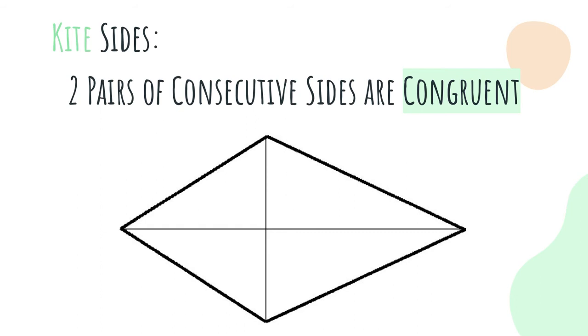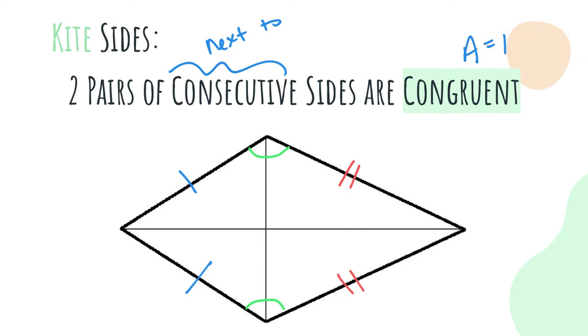And a kite has two pairs of consecutive congruent sides. The word consecutive means next to. So these two sides are congruent, and these two sides are congruent. Just for reference, your opposite angles that are congruent are in between the two sides that are not congruent. And then just as we've done, if it's congruent, A equals B.